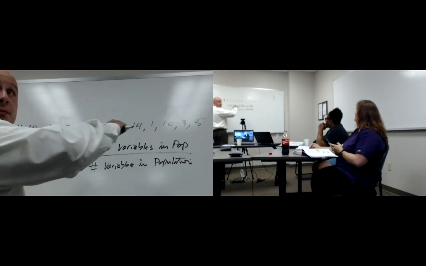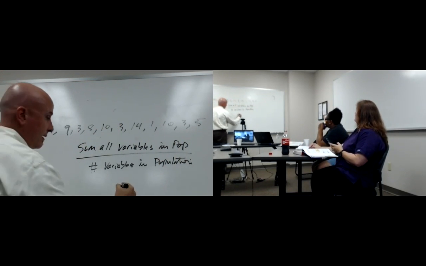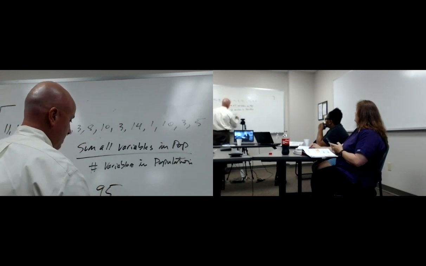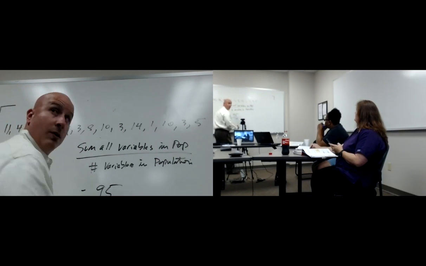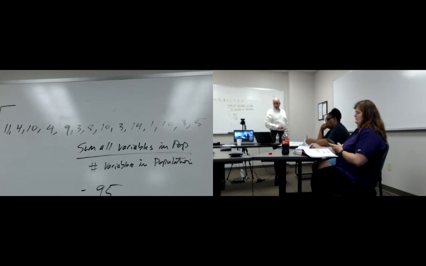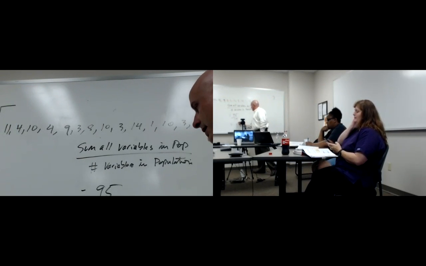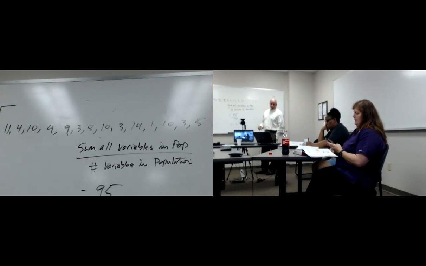And when we sum this, what did we have? 95. How many variables do I have included? 14. What is my population mean? 6.785. It goes on from there.